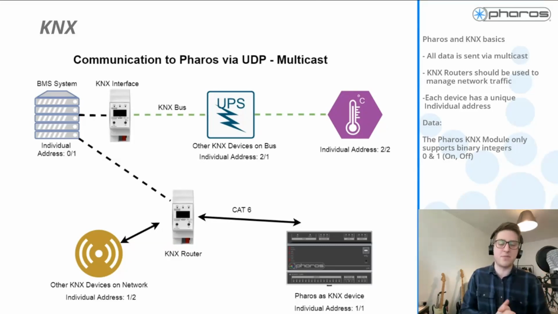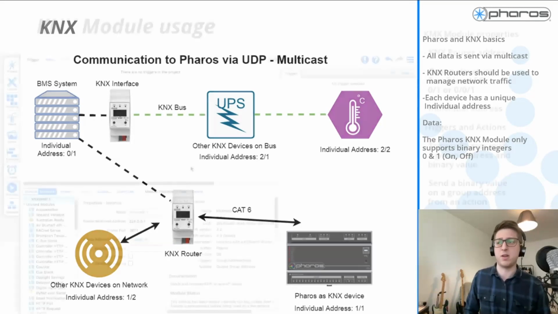Pharos has a very basic implementation for KNX, as I've already said. Basically, we only currently support binary triggers, so that's just on and off. There are other values that you can send in the KNX protocol. We are looking at supporting them in the future, but for now, we just have the ability to turn things on and off within Pharos using the triggers, which again, I'll show you in a little bit. But this is a basic KNX setup, and as I said, Pharos just works as a KNX device. It won't act as a BMS system or KNX type BMS system in this scenario.